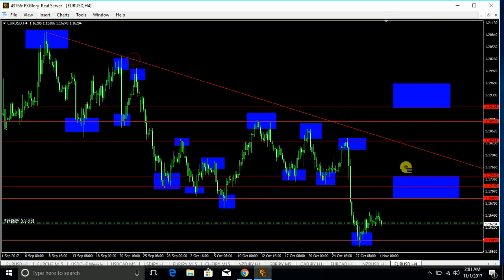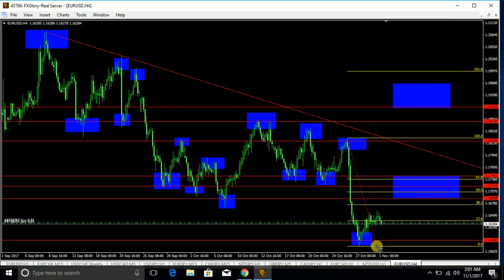Now, if we want to verify, we can use our Fibonacci. When you're using your Fibonacci, you just want to go from a high to a low. Your target zones when using your Fibonacci are going to be your 50 and your 61.8. If you look here, the 50 and the 61.8 are right in that blue zone that I just drew, right in here. Which goes to show whenever I stated that we're either going to have a higher high or a lower high in comparison to this previous high.